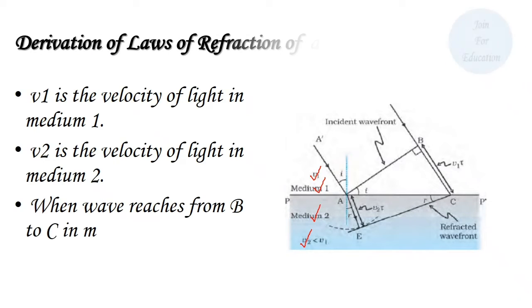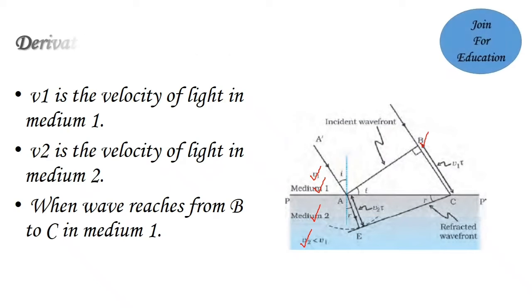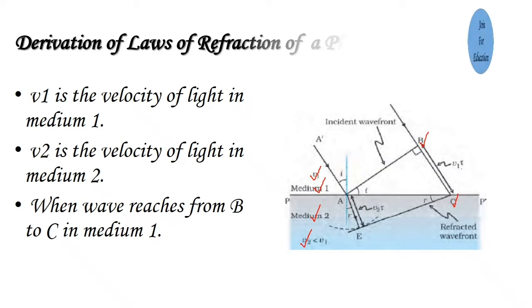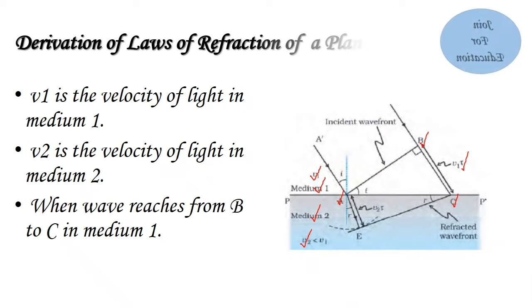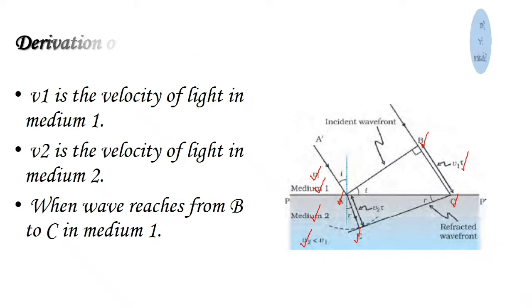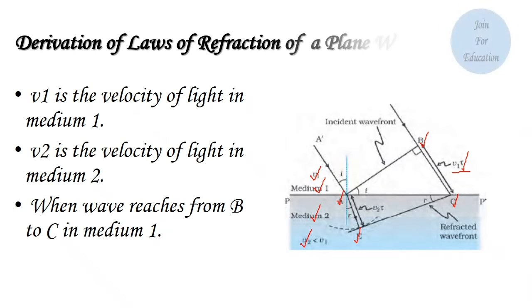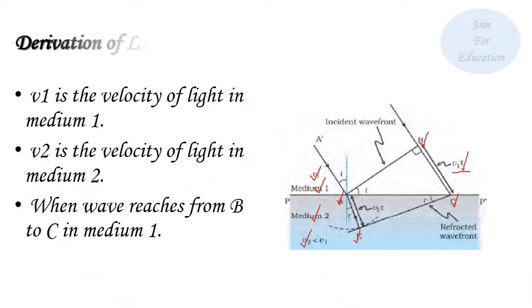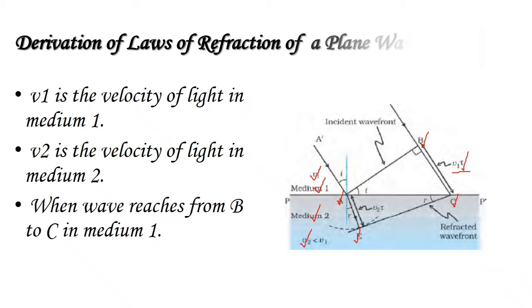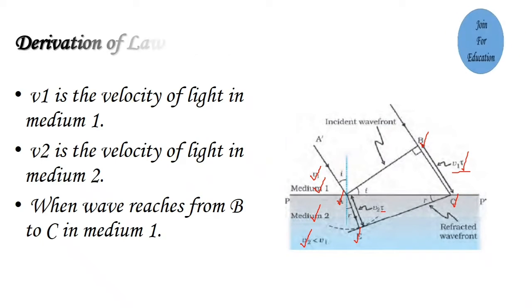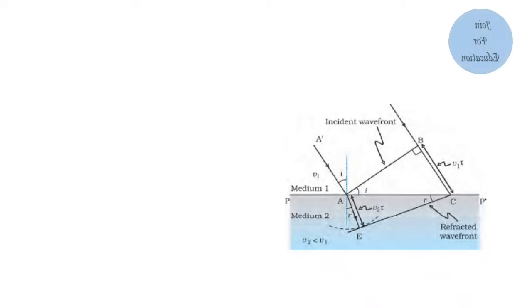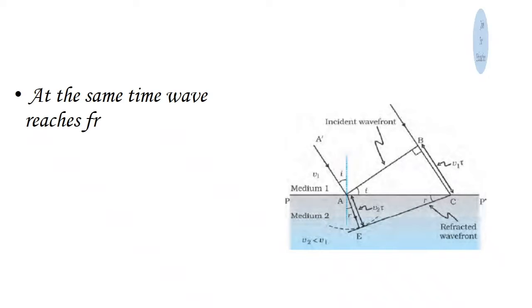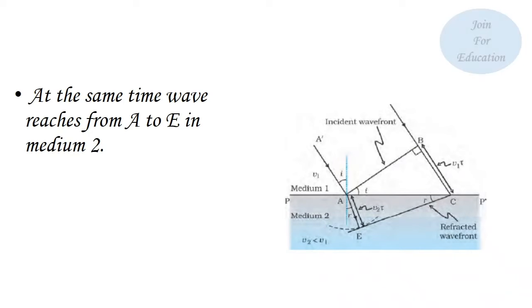When light waves move from B to C in time t, at the same time light wave moves from A to E. So the value of BC is V1 into T. T is the time taken to move the light waves from B to C. Similarly, here also T is the time taken to move the light waves from A to E in medium 2.